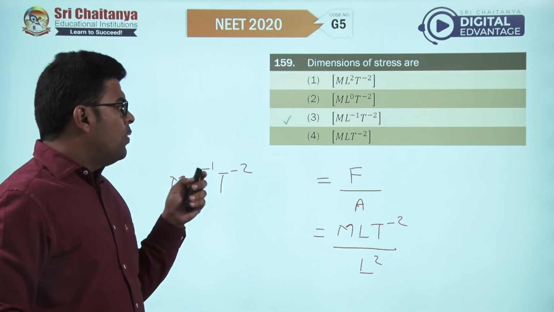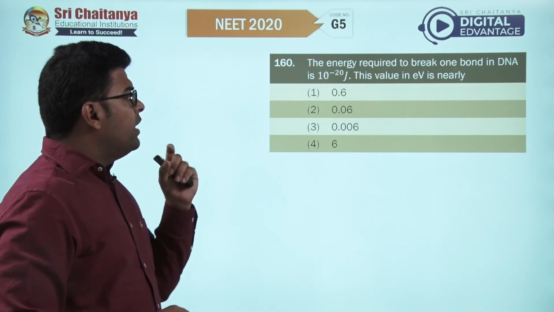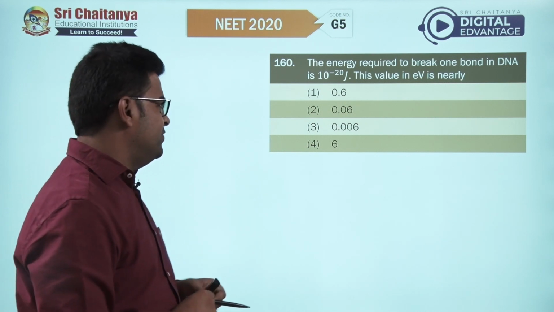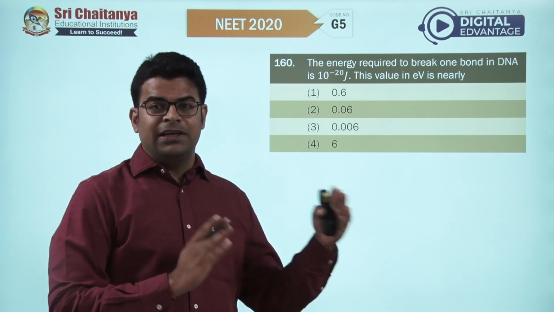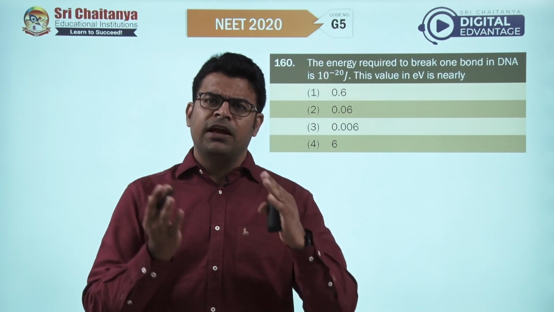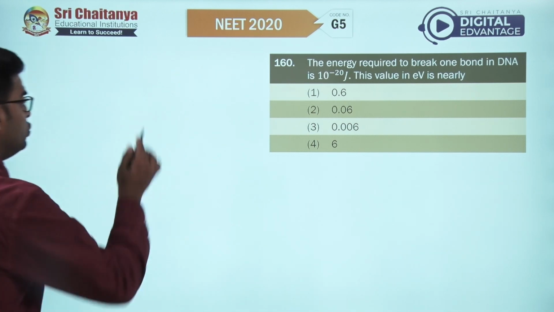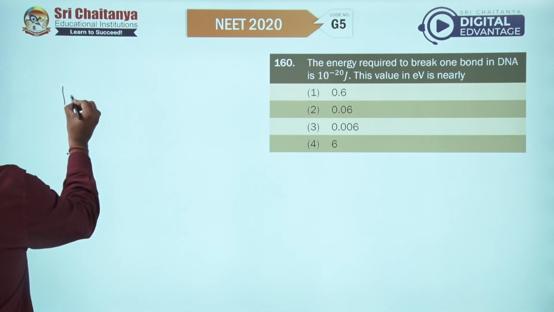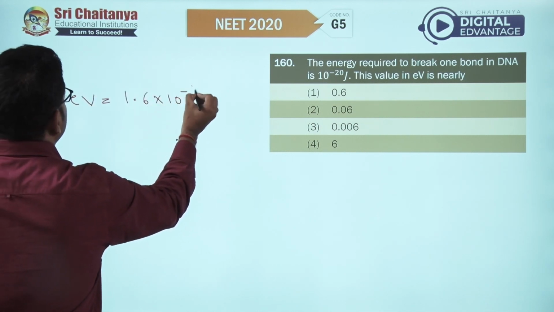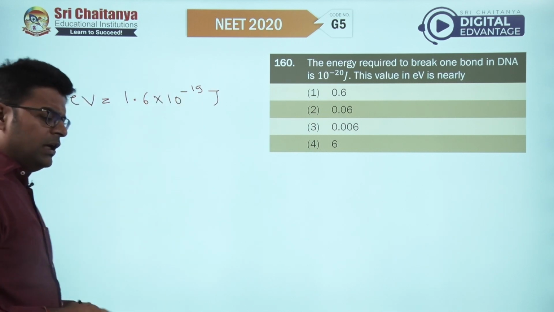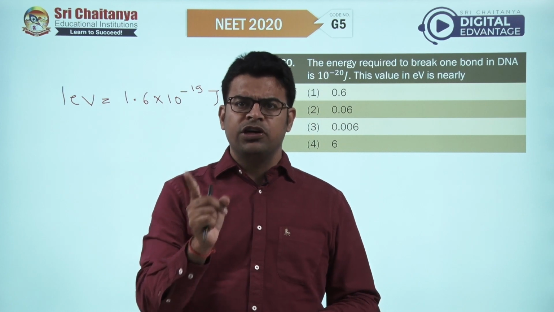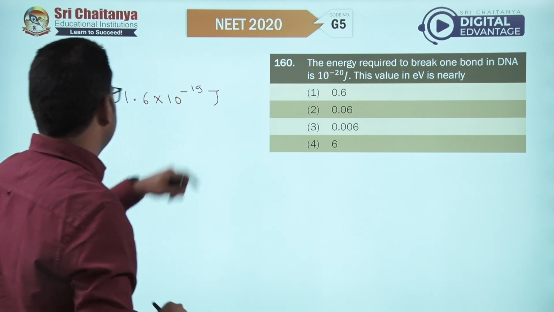Question number 160. Energy required to break one bond in DNA is 10 raised to the power of minus 20 joule. The value in electron volt is nearly. So this is a question which simply requires conversion from joule to electron volt. We know that 1 electron volt is 1.6 into 10 raised to the power of minus 19 joule. 1 electron volt is the energy required to accelerate an electron through a potential drop of 1 volt. So that is 1.6 into 10 raised to the power of minus 19 joule.